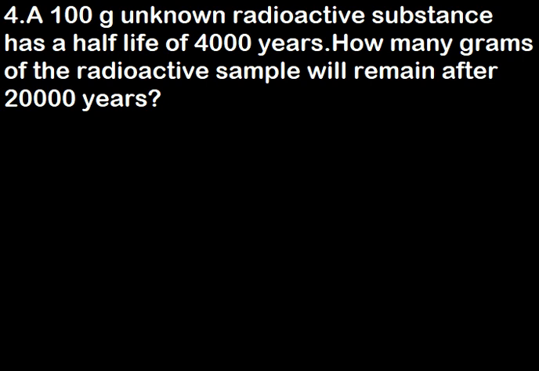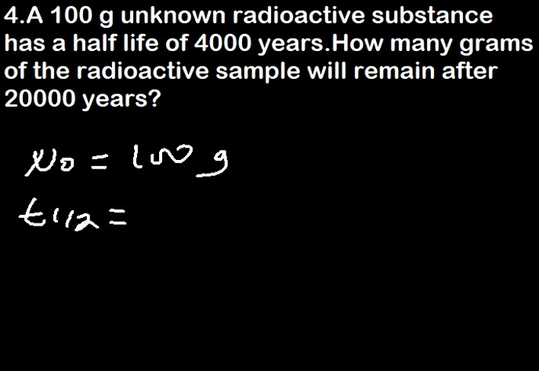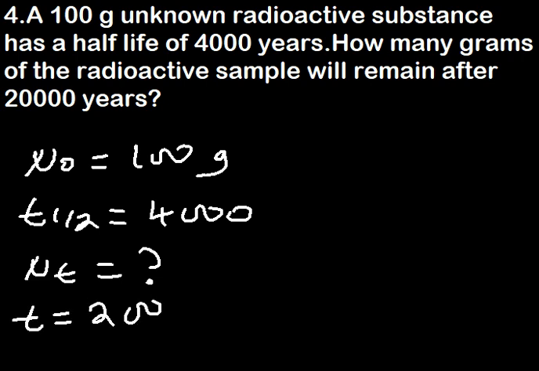So now for this question, we have a 100 gram unknown radioactive substance that has a half-life of 4,000 years. We have the initial contents, 100 grams, and the half-life, 4,000 years. Now, how many grams of the radioactive sample will remain? So we are looking for the final amount, given that the time taken is 20,000 years. Let's say that is the case. How should we solve this?